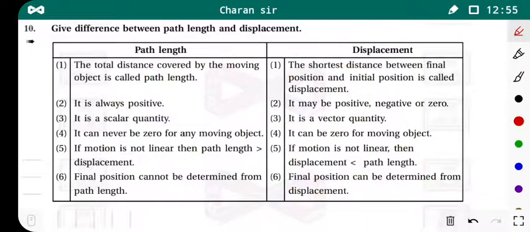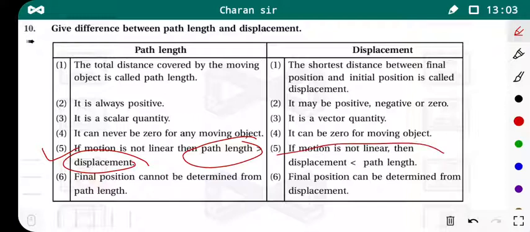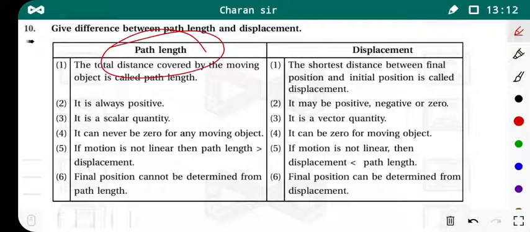Okay, so remember this point, your path length is greater than displacement when the motion of the object is not linear. Similarly, displacement is less than path length. Also the final position cannot be determined from path length, but the final position of the object during its motion can be determined by the displacement. Okay, so this is the difference between path length and displacement.